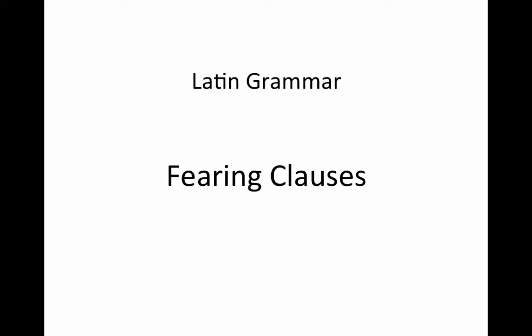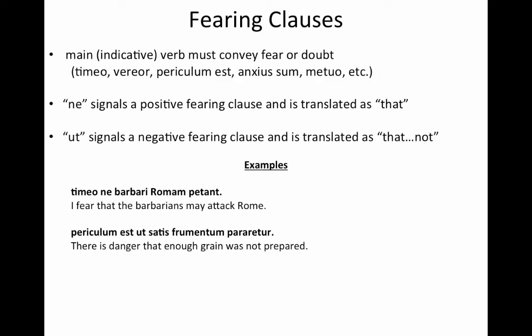Today in Latin grammar we're going to talk about another subordinate use of the subjunctive, the fearing clause. Fearing clauses are very easy to see because the main verb, the indicative verb, has to convey fear or doubt. So there's lots of verbs of fearing in Latin. Some of the big ones that actually mean to fear are timeo, vereor, and metuo.